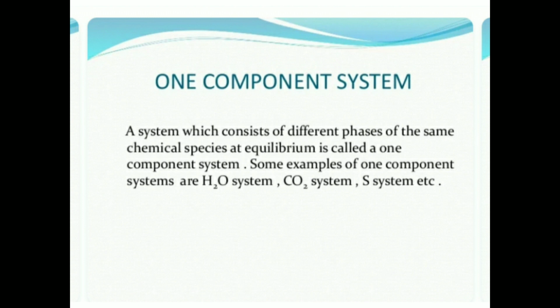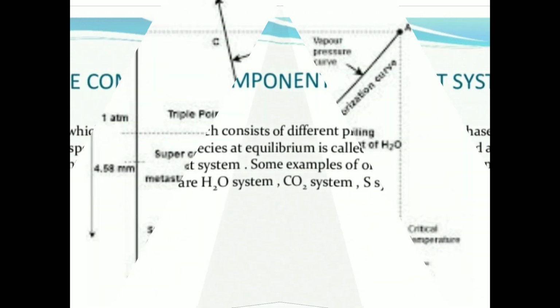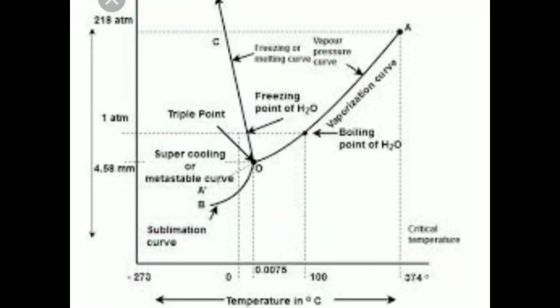One component system. A system which consists of different phases of the same chemical species at equilibrium is called a one component system. Some examples of one component systems are H2O, that is water system, CO2 system, and S system. The diagram for the water system is here. I show the diagram for water system.